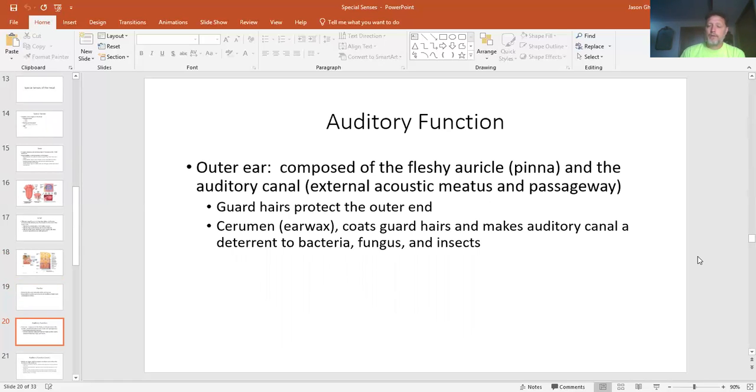We also secrete earwax, which is called cerumen, and this prevents infections from happening. I guess not 100%, nothing is, that's why we get infections, but it makes it an inhospitable environment for bacteria, fungi, or even insects to get into your ear. Not saying it can't happen, but it reduces the likelihood of it happening.